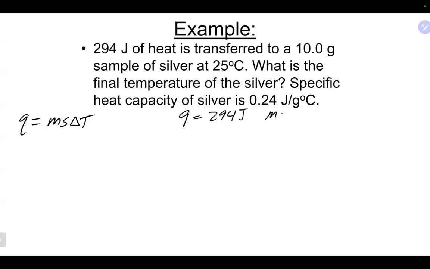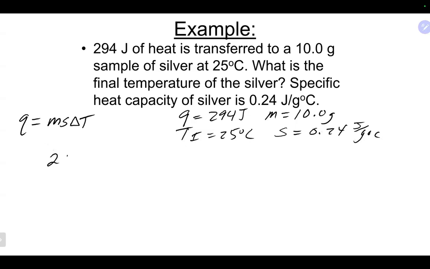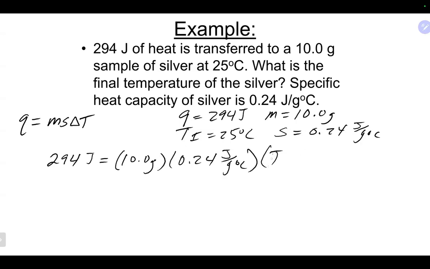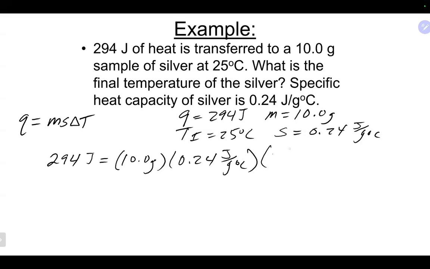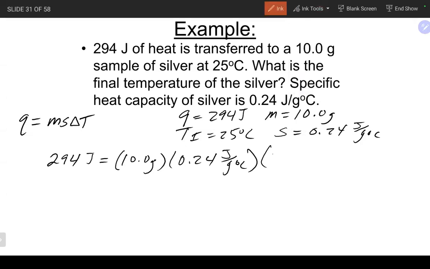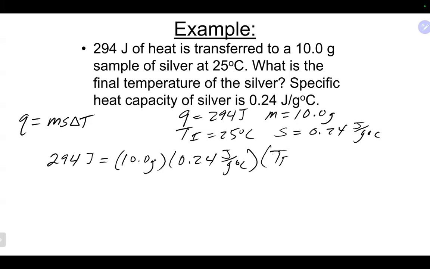Our mass here is going to be 10 grams. We have our initial temperature of 25 degrees Celsius, and we have our specific heat capacity of 0.24 joules per gram per degree Celsius. Slapping our numbers into our equation here, 294 joules is equal to our mass, which is 10 grams, times the specific heat capacity of 0.24 joules per gram per degree Celsius, times our final temperature, which is what we're looking for, minus our initial, which was 25 degrees Celsius.